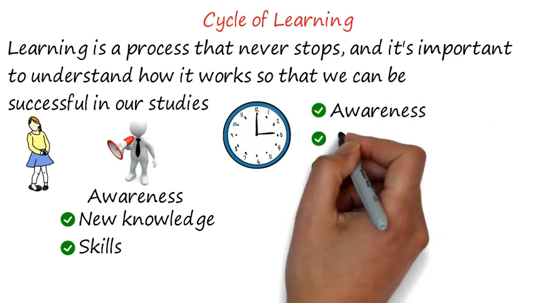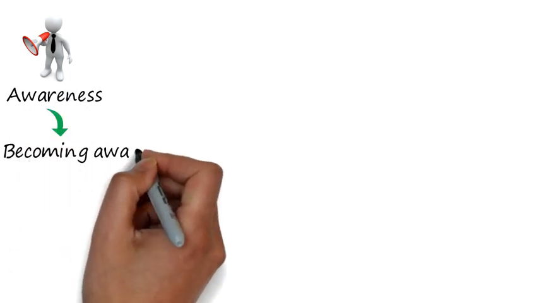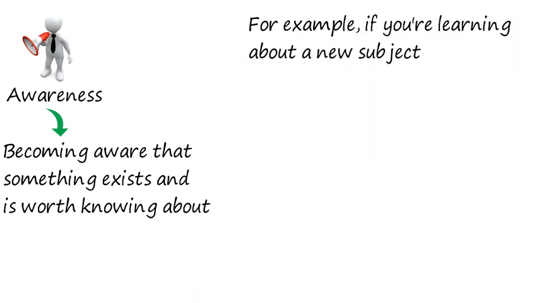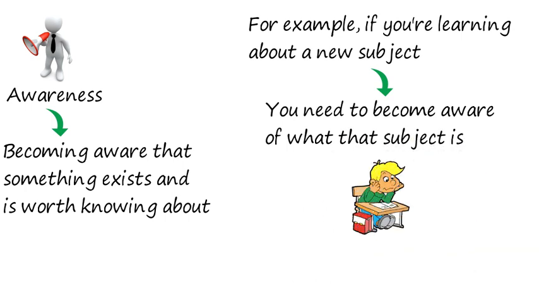The cycle of learning has 5 phases: awareness, exploration, acquisition, practice, and generalization. 1. The first phase, awareness, is all about becoming aware that something exists and is worth knowing about. For example, if you're learning about a new subject, you need to become aware of what that subject is and why it's important to study it.